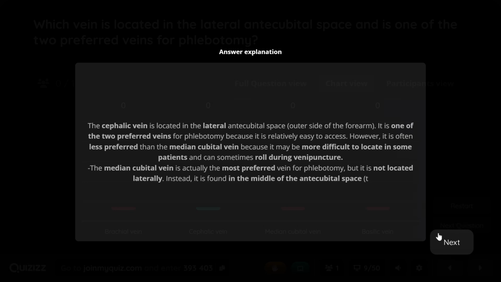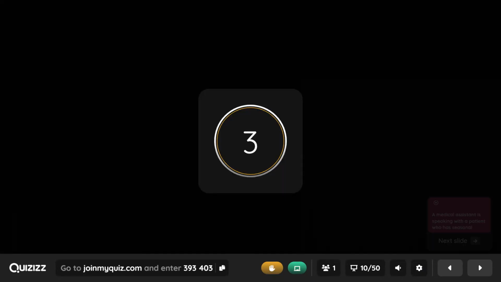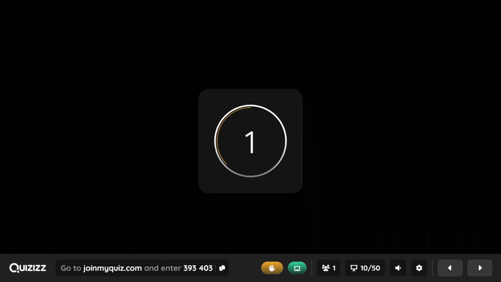All right. And again, remember, the median cubital vein is actually the most preferred vein, like I said a second ago, but it's not located laterally. It's in the middle. So that's why I said in the beginning, you have to pay attention to how the questions are phrased. When you're testing, especially if you're taking NHA, they will try to trick you up based on the wording of the questions. So make sure that you are reading them thoroughly. All right, let's keep it rolling. Next question.